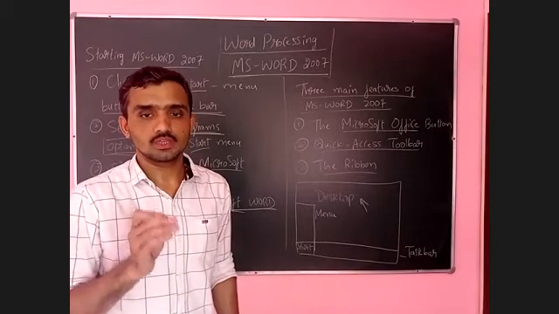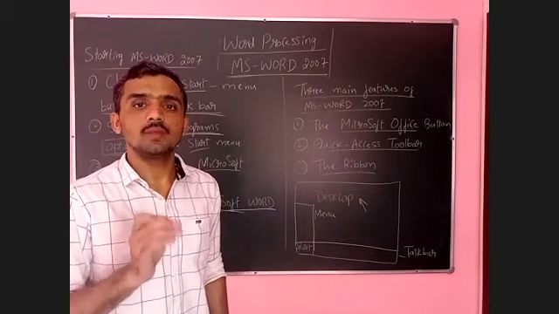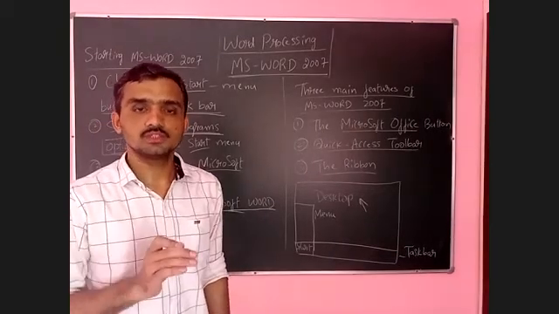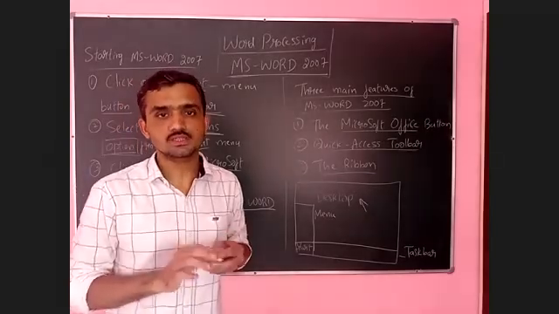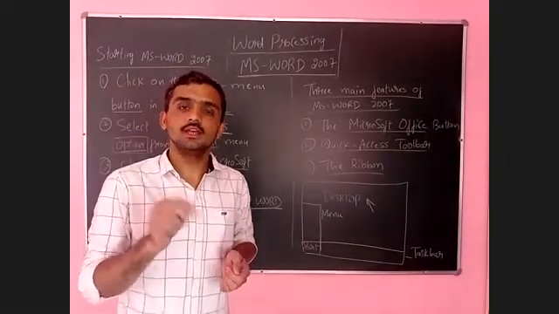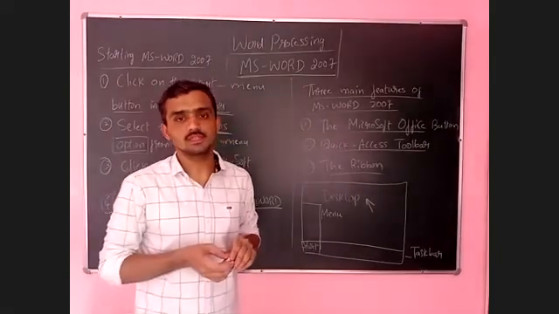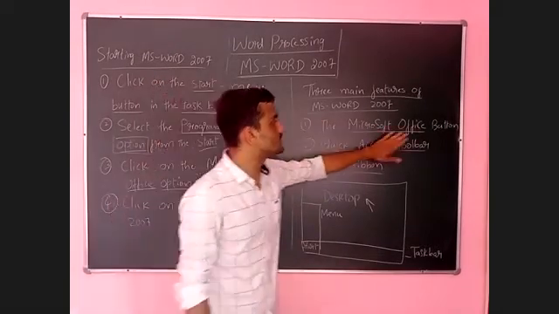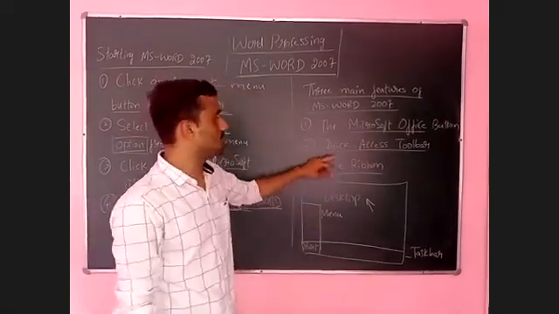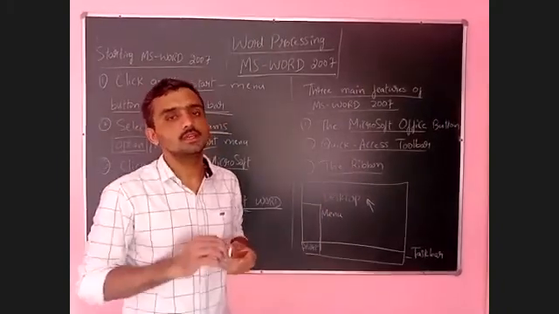When we look at the screen of MS Word 2007, there we have three main features. Before this, we discussed features of a word processor in general. In particular, what are the main features of MS Word 2007? There are three main features. The first feature is the Microsoft Office button. Second, the quick access toolbar. Third is called the ribbon.